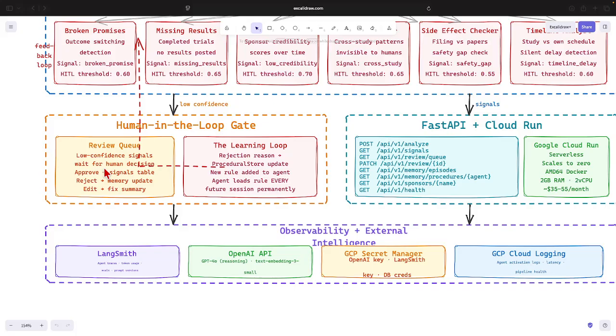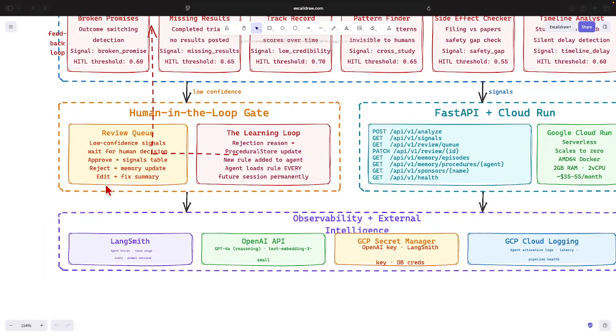They are going to have three choices: either to approve, if the output is real and it goes to the output database; to edit, if the signal or the output is partially right but the summary needs fixing; or to reject, if the signal or the output is wrong.